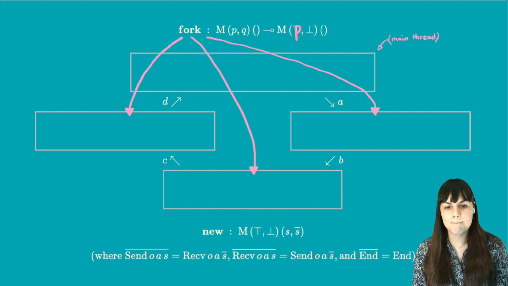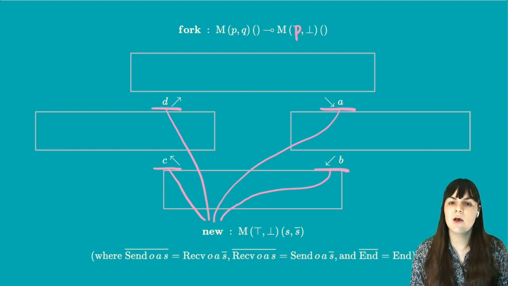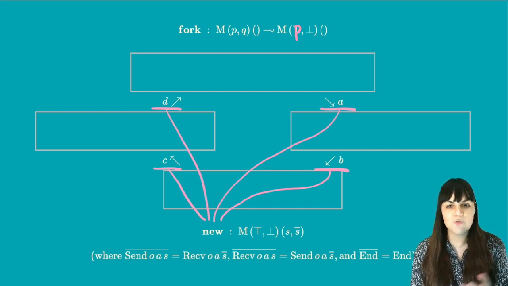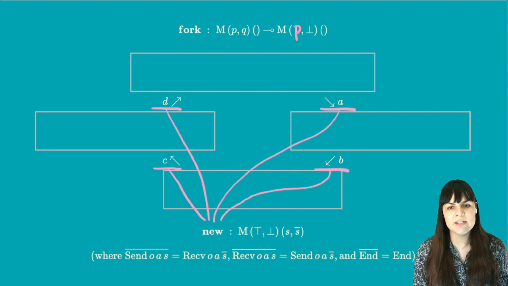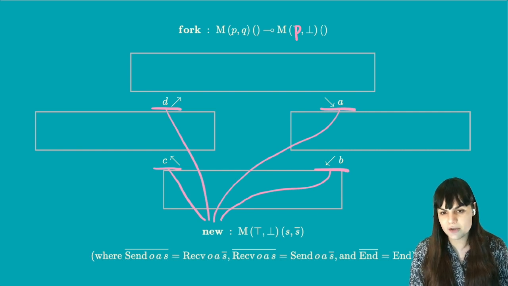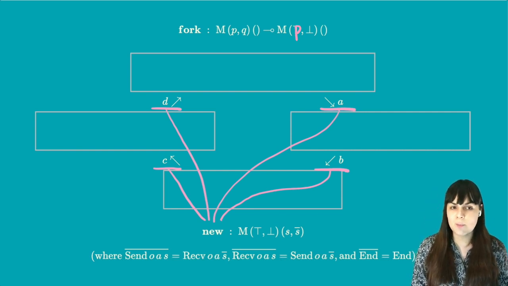Great, let's carry on. New creates a new communication channel with 2 endpoints, one endpoint of type S and one endpoint of the dual type of S. So for instance, for our example here, we have 4 calls to new, one for each of the channels. And each of those calls creates 2 endpoints, one for each side of the arrow. Now, creating channels doesn't do any communication, so it's an action again labeled with top and bottom, that is pure.